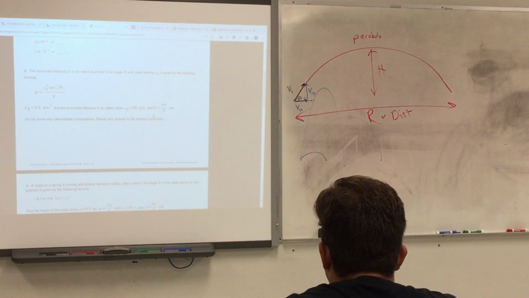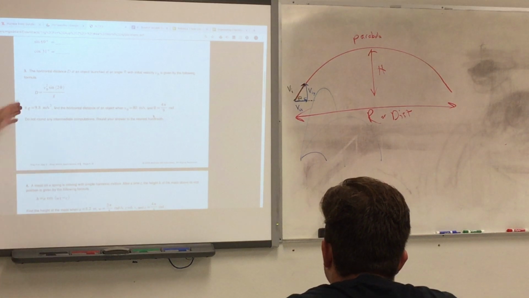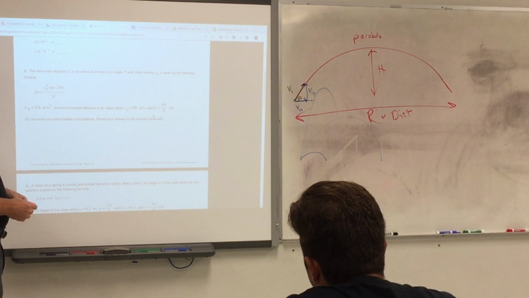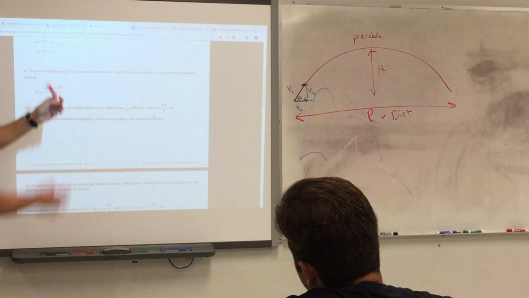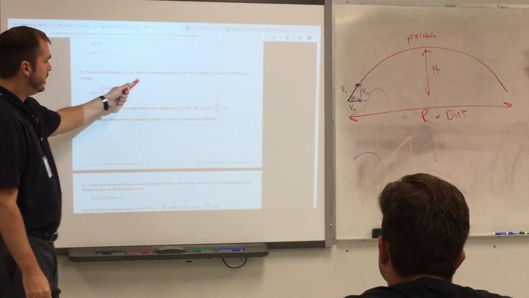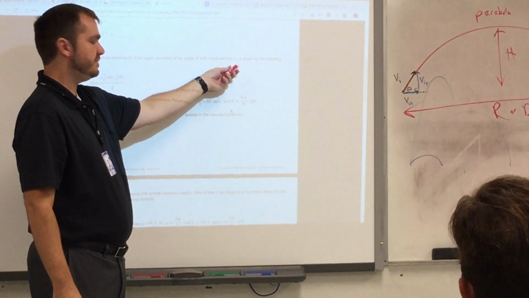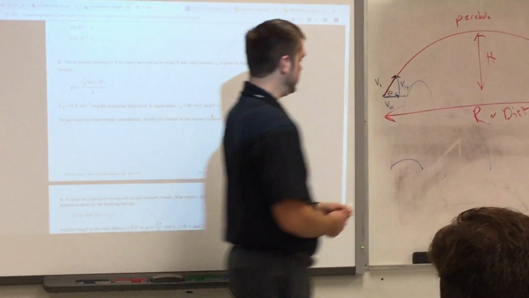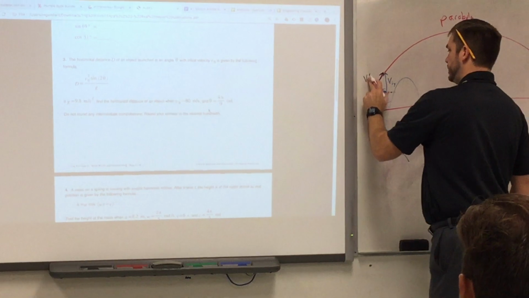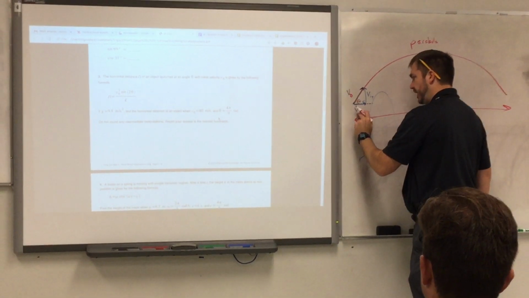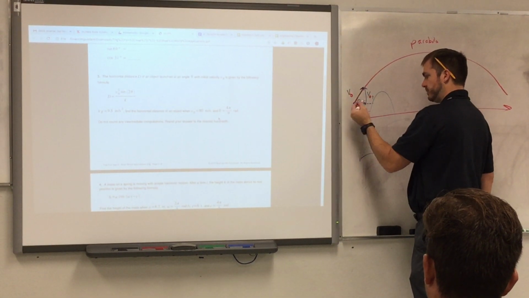All right. One of those formulas is this formula right here. It says the horizontal distance d of an object launched at an angle with an initial velocity v0. Okay, so why do they call it v0? Okay, fine. V0. I like vi. That's kind of helpful, like for initial.